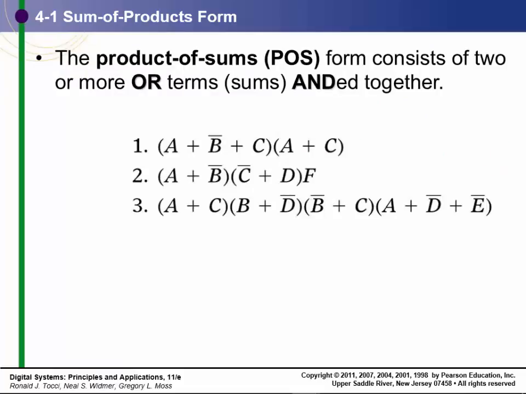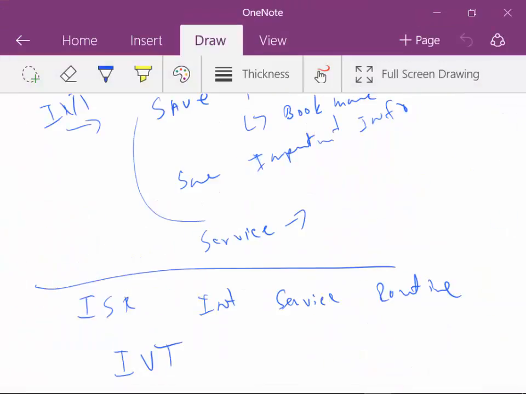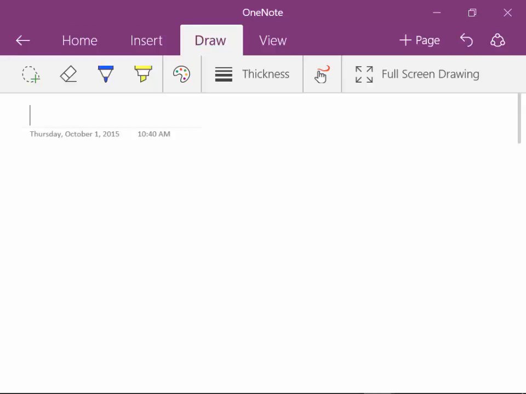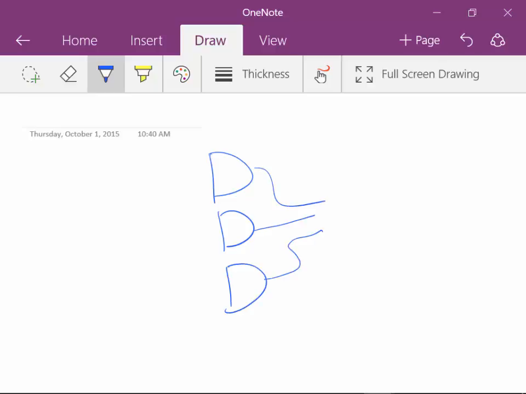And then the other term we have is a product of sums. Those are the two ways that we typically write Boolean expressions in standard form: a product of sums or a sum of products. What that essentially means is that a sum of products means the circuit is going to look like this, and we have all of our inputs coming in here, like this.